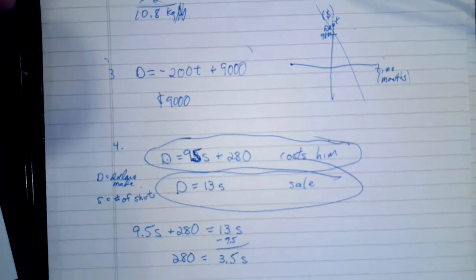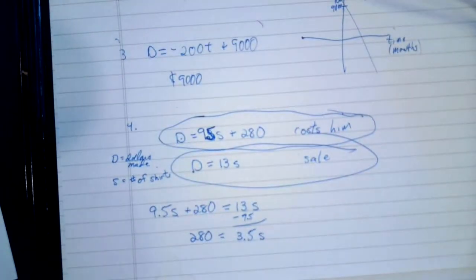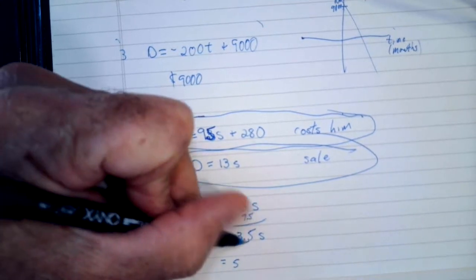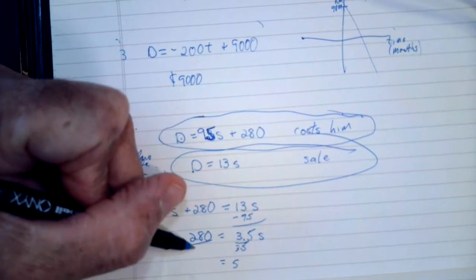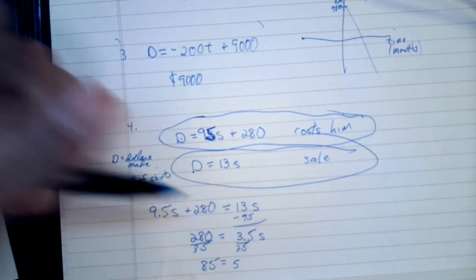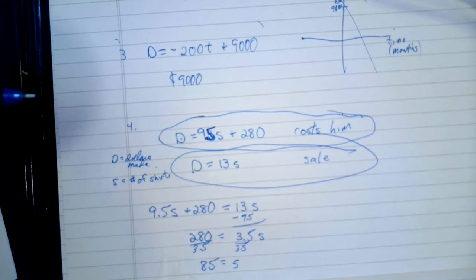And that works out to be, just divide both sides by 3.5, and I get S equals 85. So he needs to sell 85 shirts, or he's going to lose money. If he sells more than 85 shirts, he starts to make money.